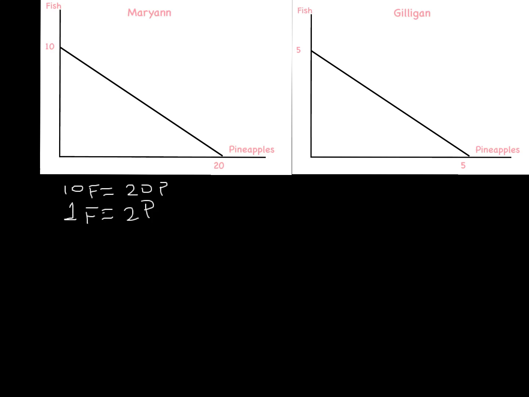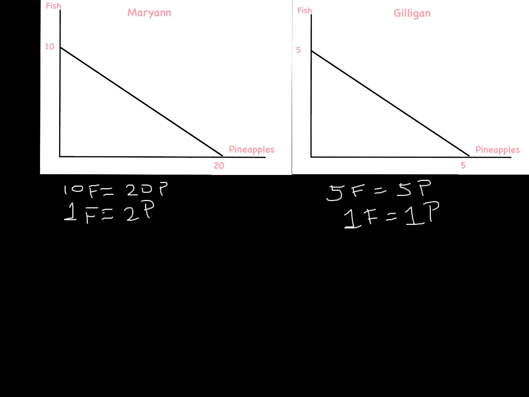For him, 5 fish and 0 pineapples is one possible extreme, or you can do 5 pineapples and 0 fish. So we can see very clearly that his trade-off is pretty straightforward: 1 fish equals 1 pineapple. Every time he decides to catch a fish, he's not producing a pineapple.